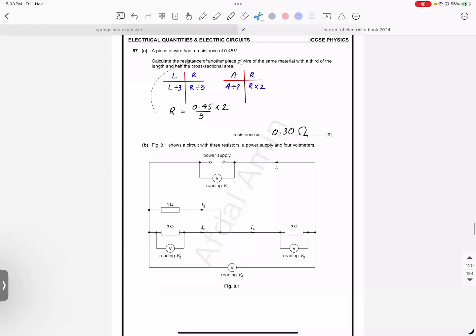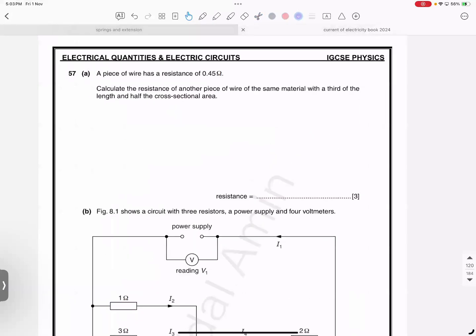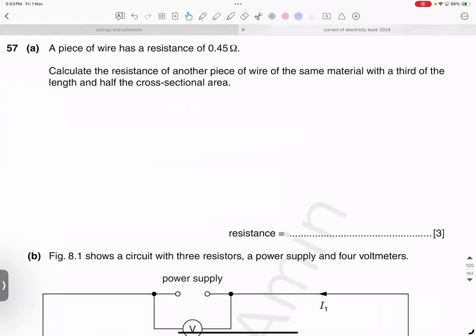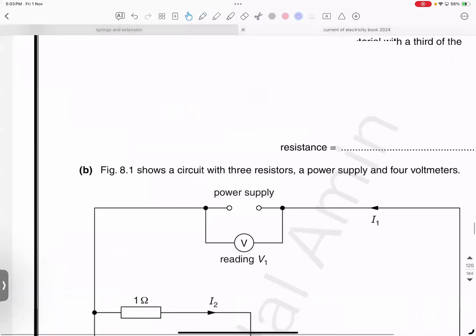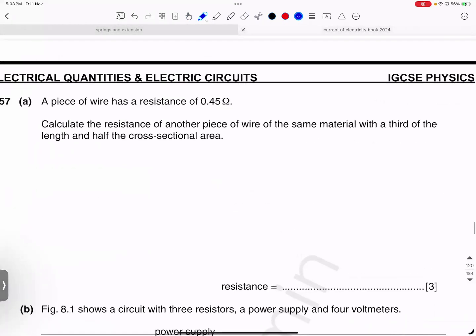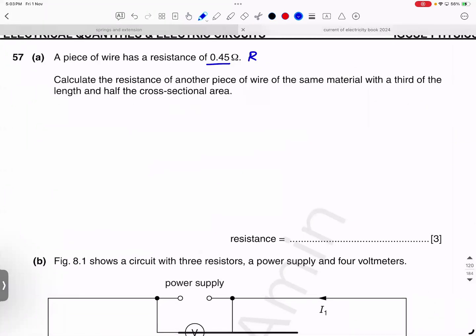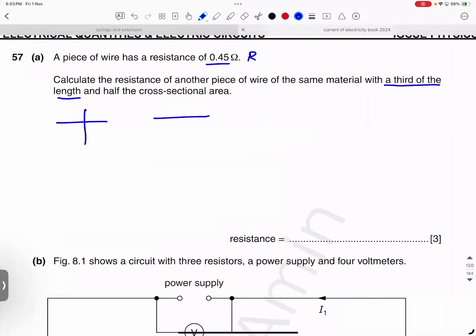This question I would like to solve with you. Question number 57. A piece of wire has a resistance 0.25. Calculate the resistance of another piece, same material, with a third of length. Table method. You remember the table method? Length with resistance, area with resistance.